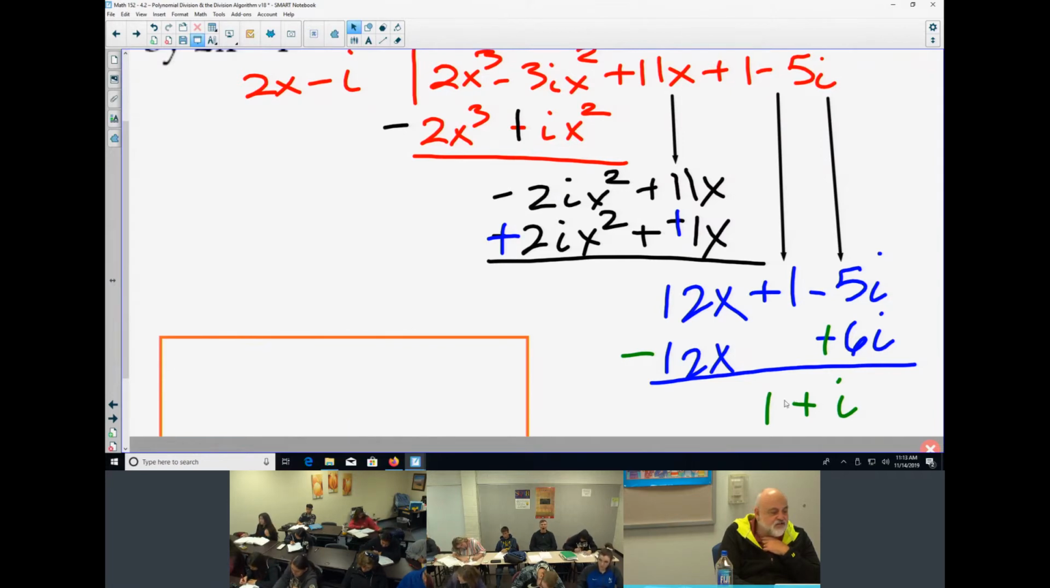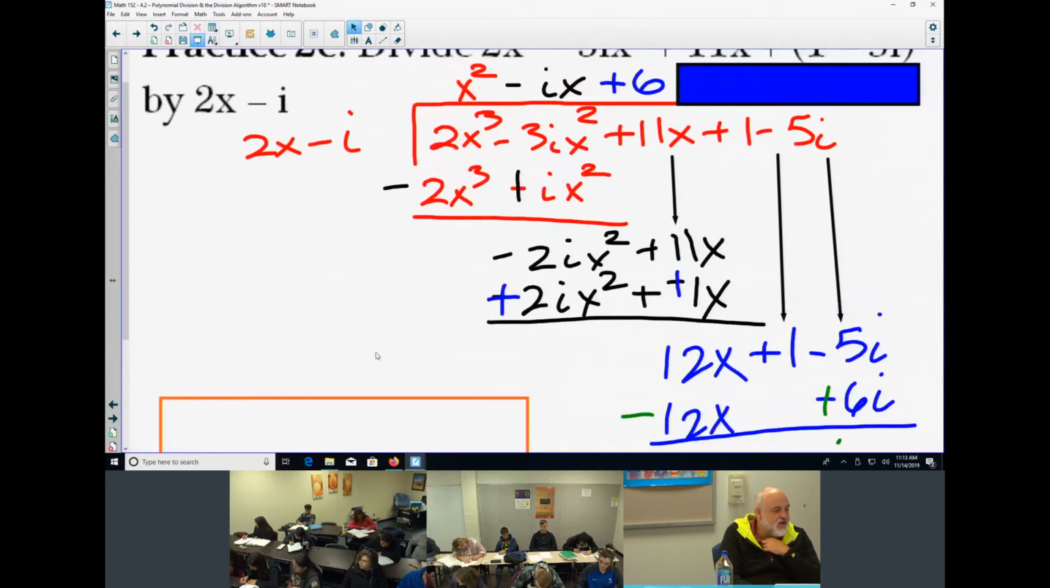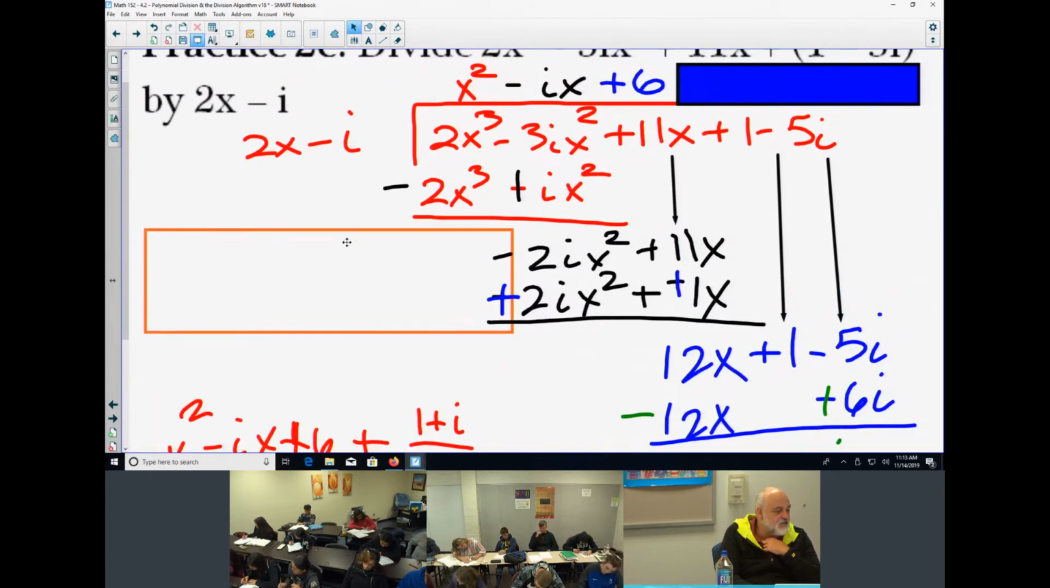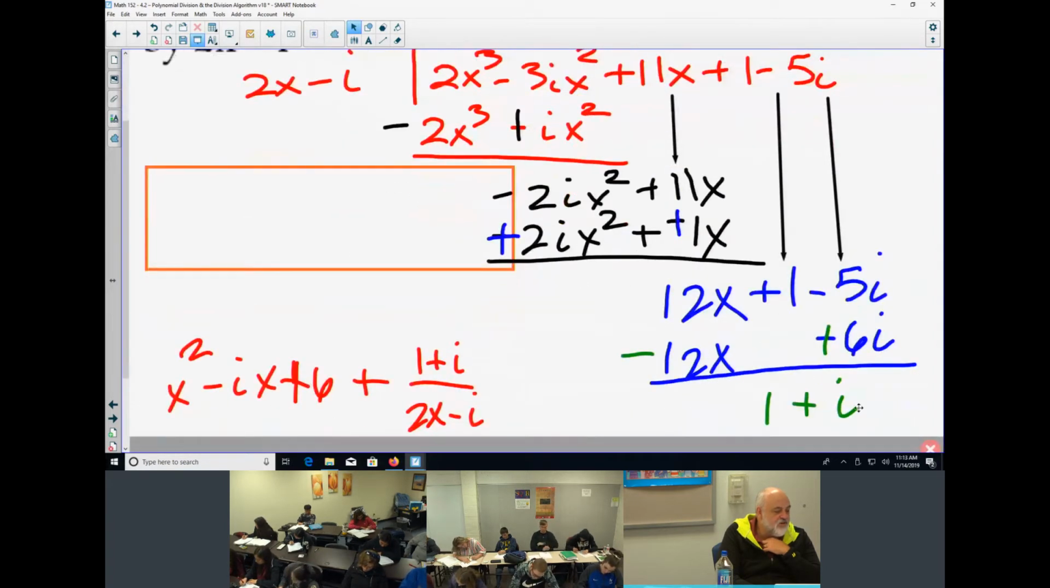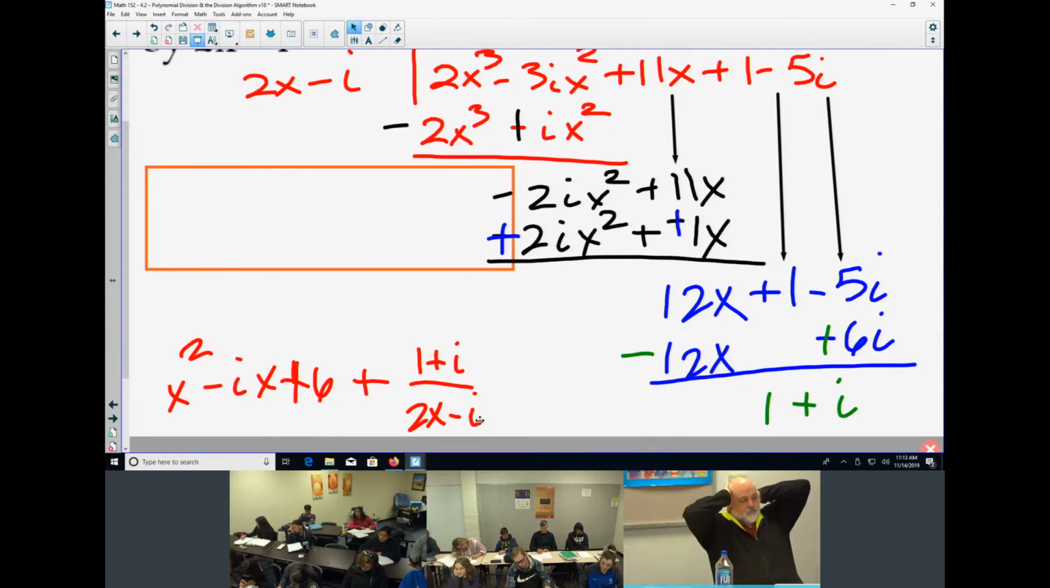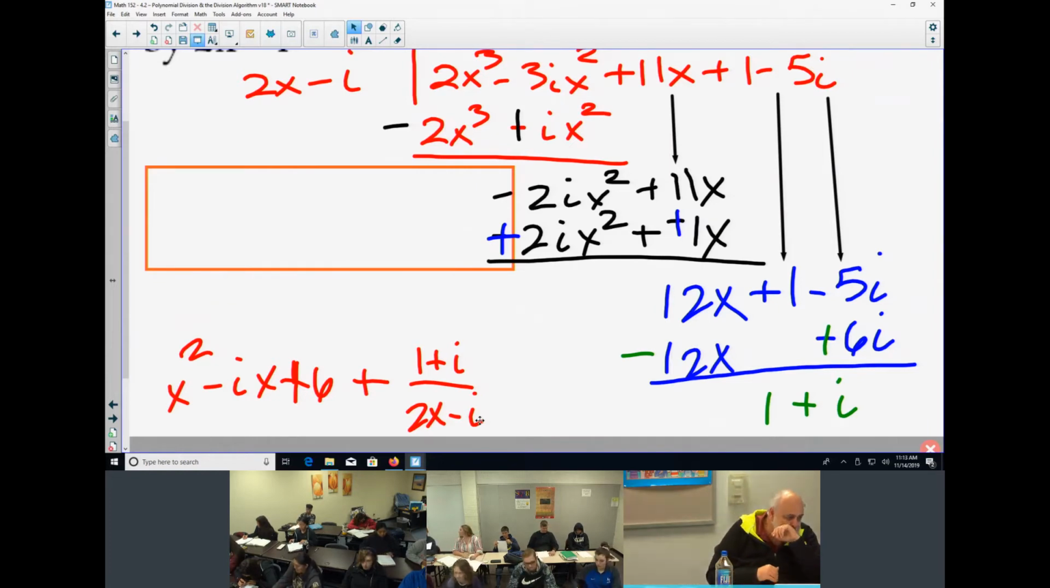So you write your answer as your quotient, x squared minus ix plus 6, plus, and then the remainder, 1 plus i, over the divisor, 2x minus i. All right. Any questions?